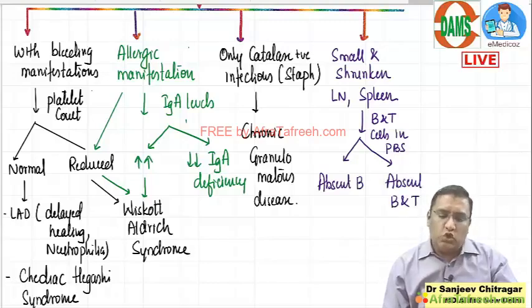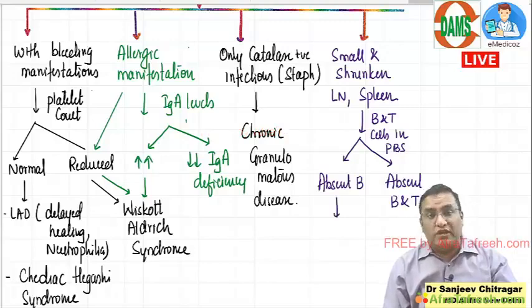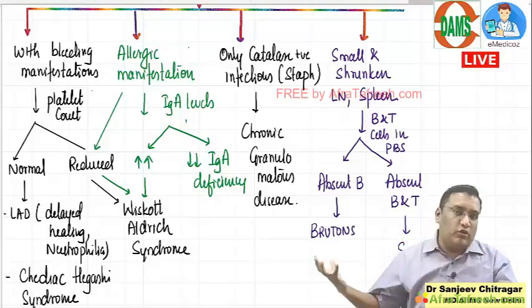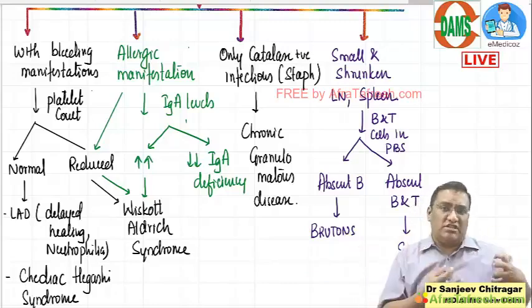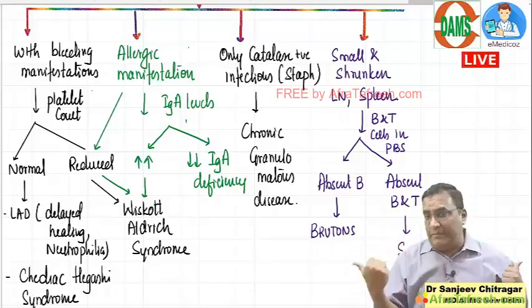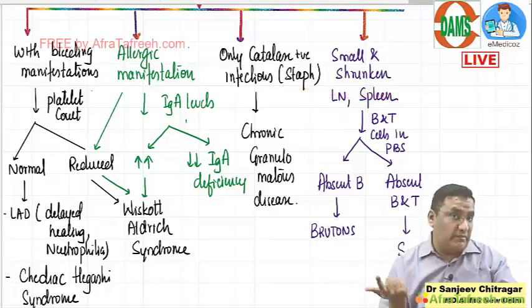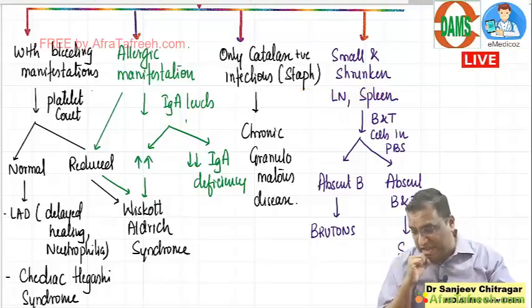If only B cells are absent, then it is a primary humoral immunodeficiency disorder. I am going to think of Bruton's agammaglobulinemia or X-linked agammaglobulinemia here. So Bruton will have recurrent infection, small shrunken lymph node, spleen, and peripheral blood will have absence of B cells. Of course, all immunoglobulins will be absent. That also is one more hint they can be giving you.